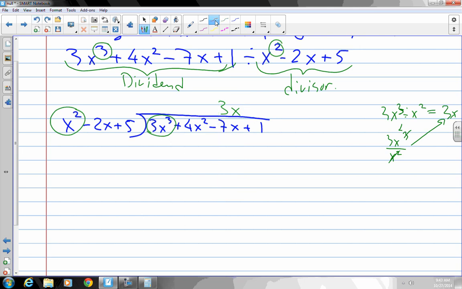So now think about what we did with numerical division. Whatever value we got here, we multiplied with our divisor. So that's what we're going to do. Whatever we got over there, we're going to multiply with our divisor. That gives us 3x times x squared is 3x cubed. 3x times negative 2x is negative 6x squared. And then 3x times 5 is 15x.